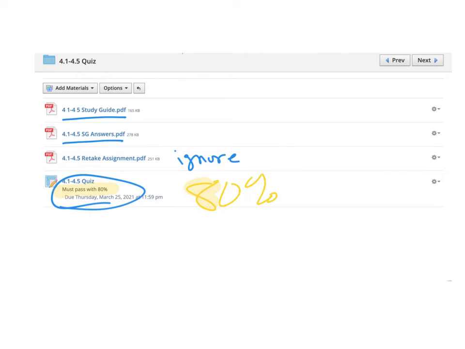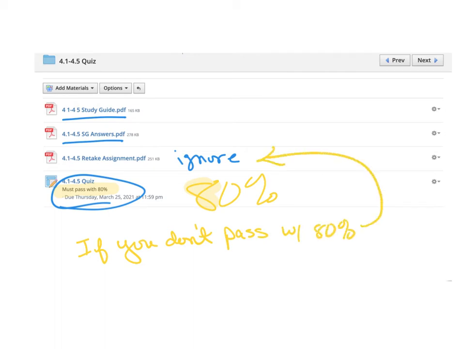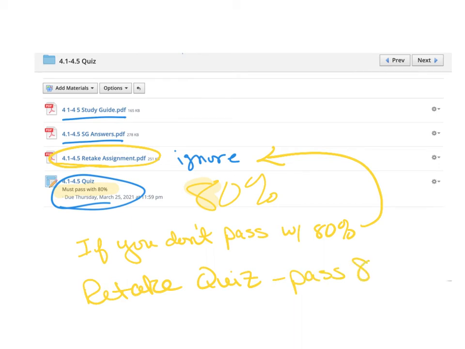Now, here's where we go back. If you don't pass with 80%, then you're going back and doing the retake assignment. And you have to check it in with me, and then you are going to retake the quiz. And it's going to be a different version of the quiz. It's not the same quiz. And you have to take it again until you pass with 80%.